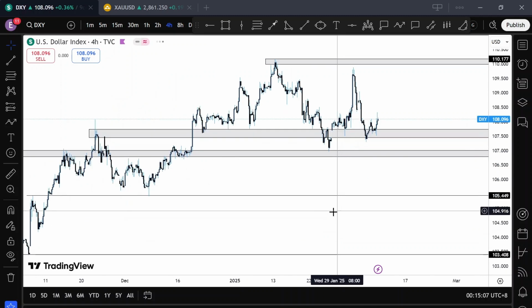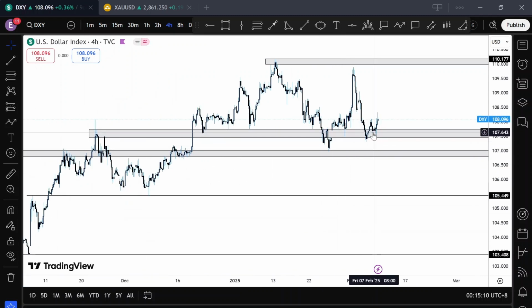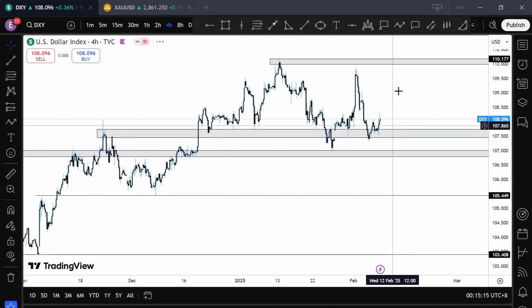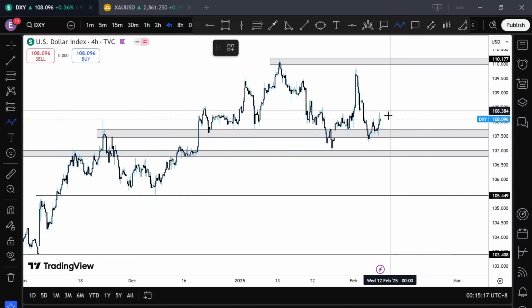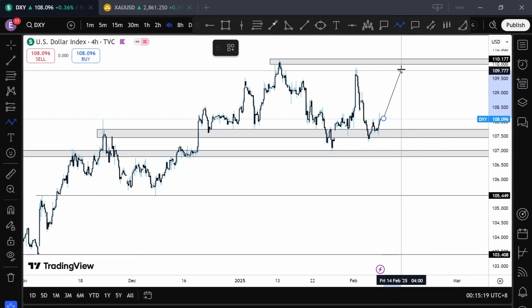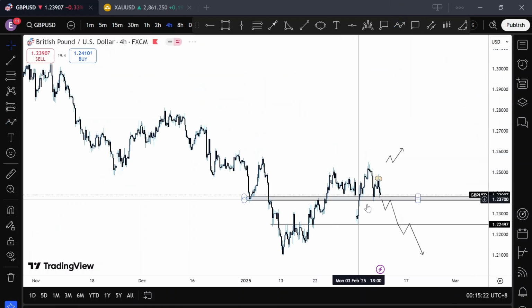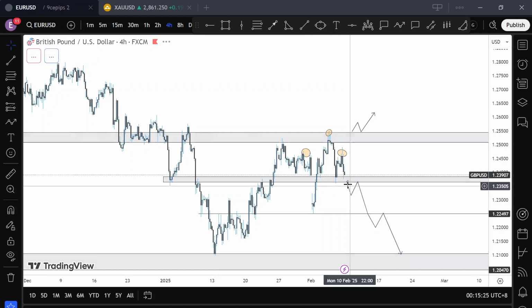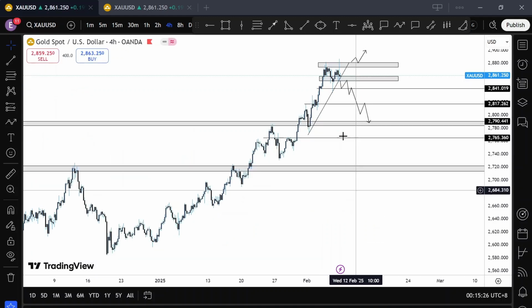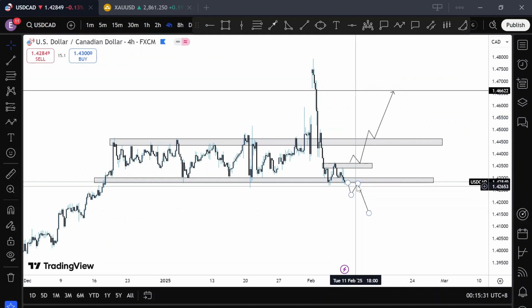Lastly, DXY has started showing signs of a strong dollar, which is strong bullish momentum. If price can continue to the upside here for the DXY, then definitely we can have a supporting theory to sell pound USD, sell euro USD, and possibly sell gold, and lastly buy USDCAD.